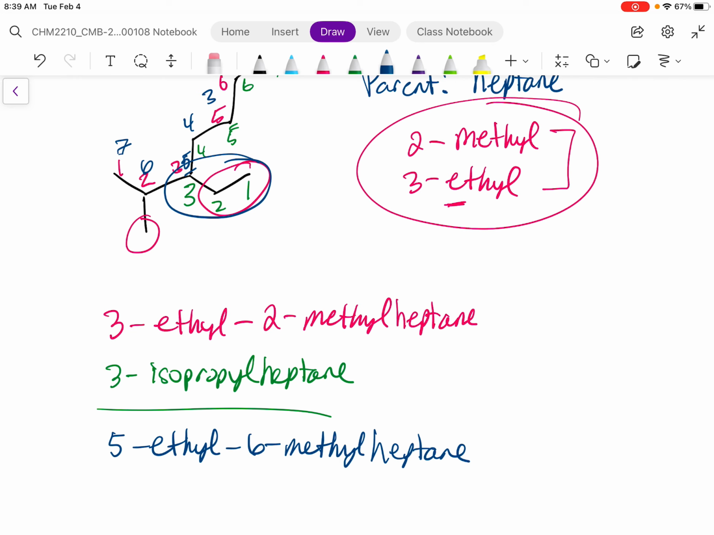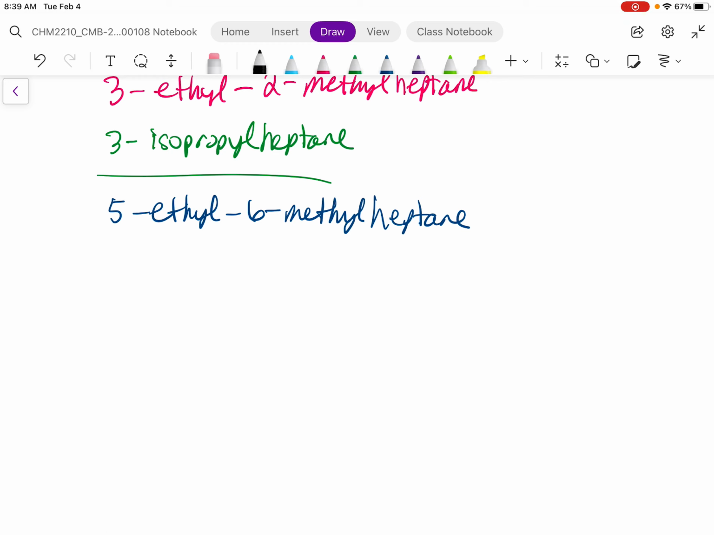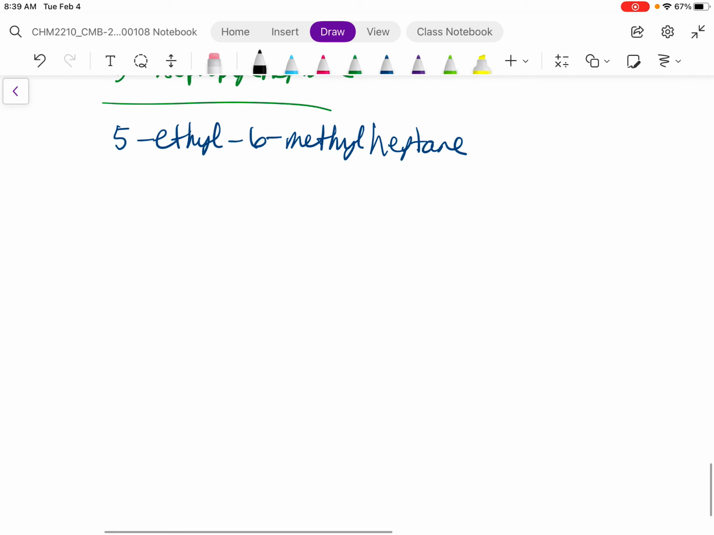How would you guys name this one? Since we have about 5 minutes left, I'll give you guys 2.5 minutes, and then I'll take the last 2.5 minutes. So name this molecule right here. One, two, three, four, five, six. Okay, 2.5 minutes. Name that molecule.